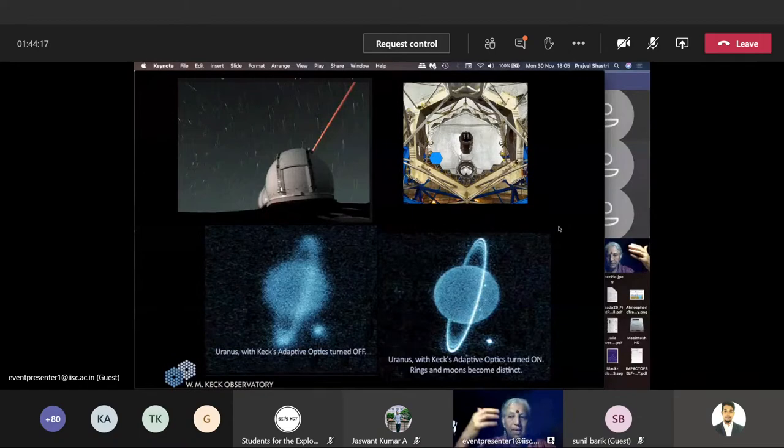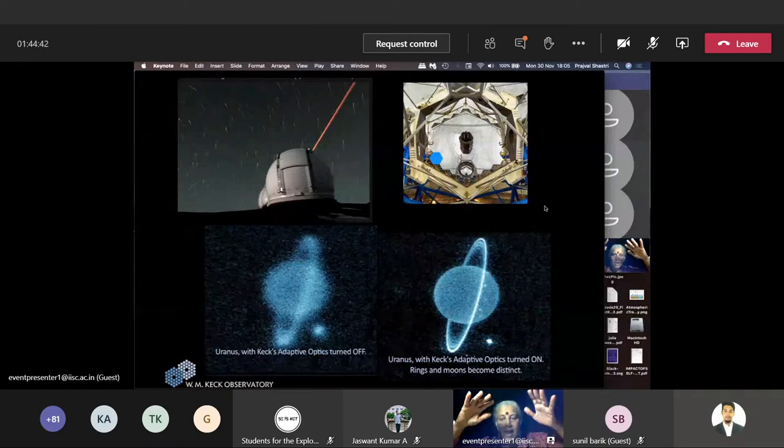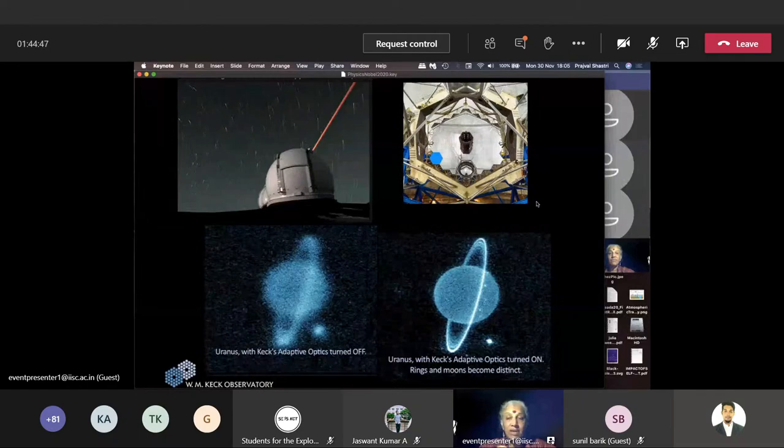And what is done is a very bright star in the field, or an artificial star created by a laser beam, is used and its image obtained to measure the distortions that the atmosphere is causing, and immediately in real time correct all these segments, that is, distort the segments to compensate for the distortions in the atmosphere. So this has to be done extremely fast, but it's a very, very successful technique now.